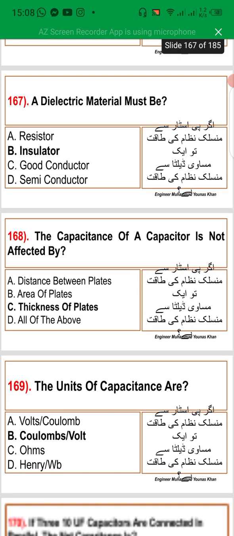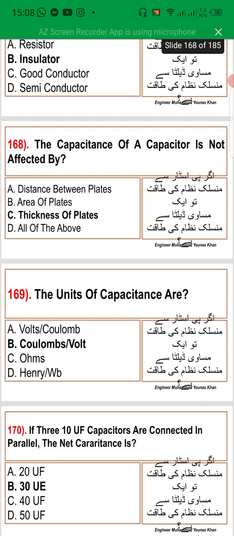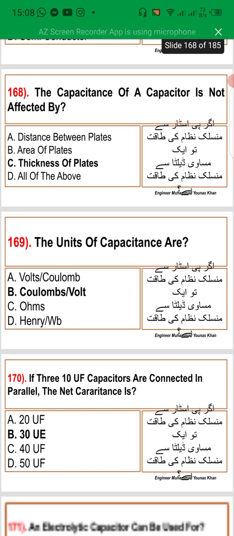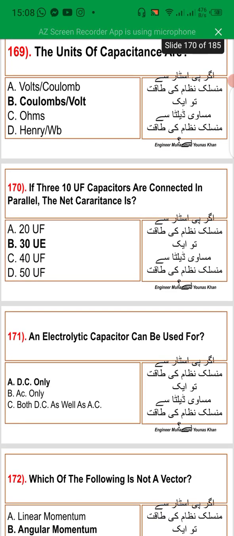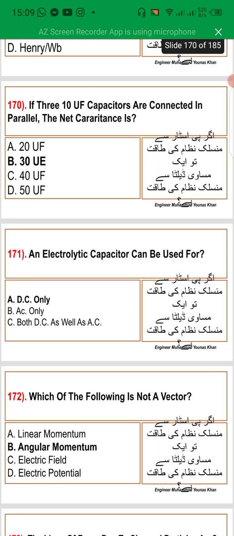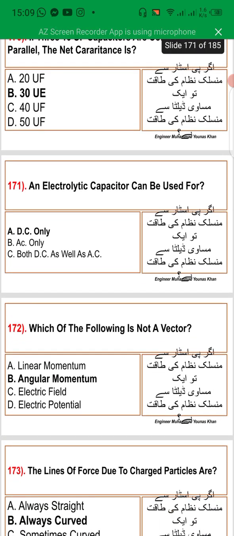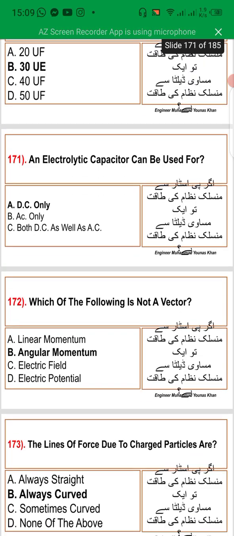A dielectric material must be an insulator. The capacitance of a capacitor is not affected by thickness of the plates. The unit of capacitance is coulombs per volt. If three 10 microfarad capacitors are connected in parallel, the net capacitance is 30 microfarad. An electrolytic capacitor can be used for DC only.